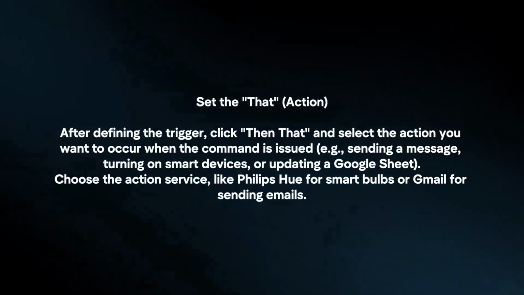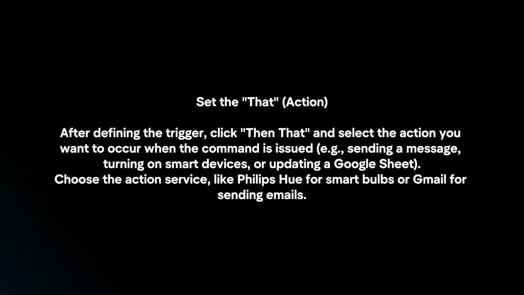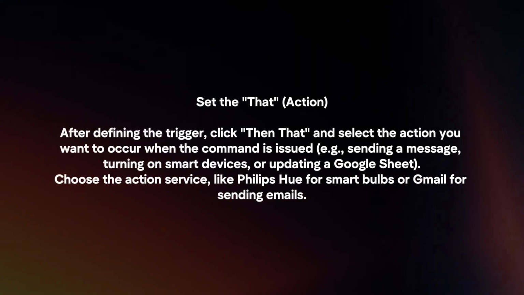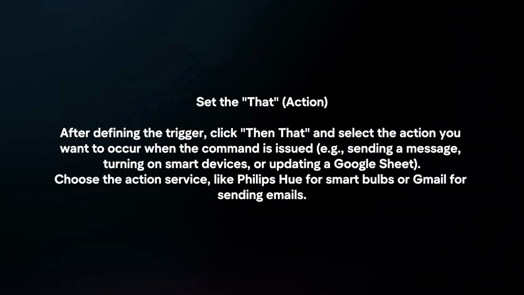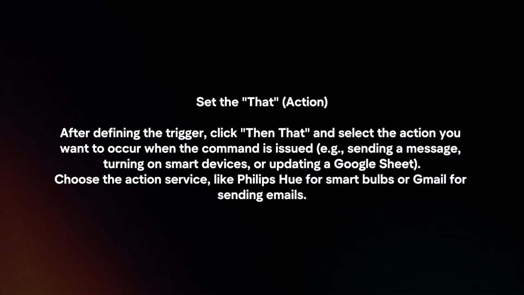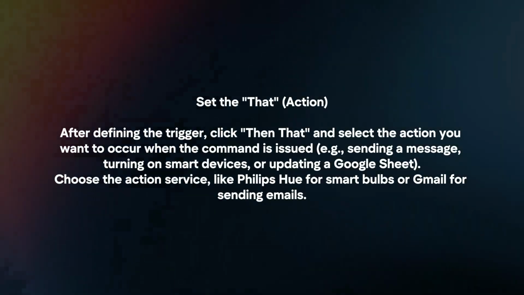Set the that. After defining the trigger, click Then That and select the action you want to occur when the command is issued. Choose the action service, like Philips Hue for smart bulbs or Gmail for sending emails. Activate the applet. Review and click Finish to activate the applet.